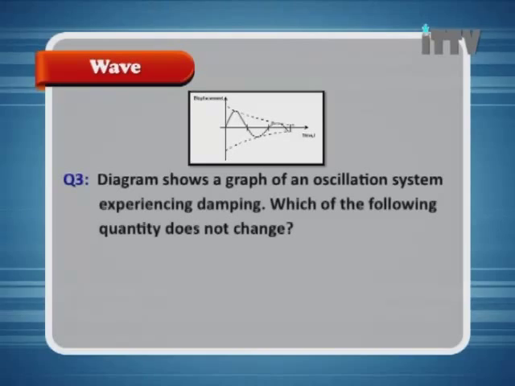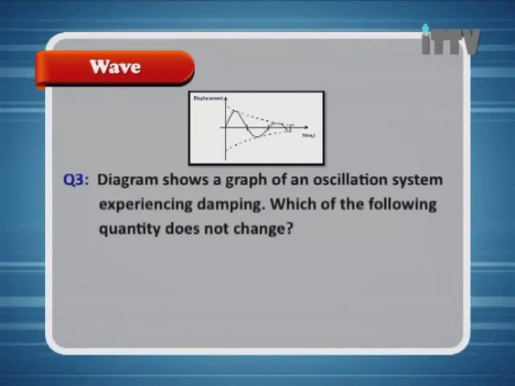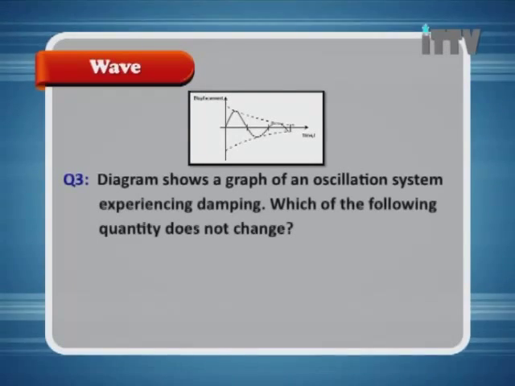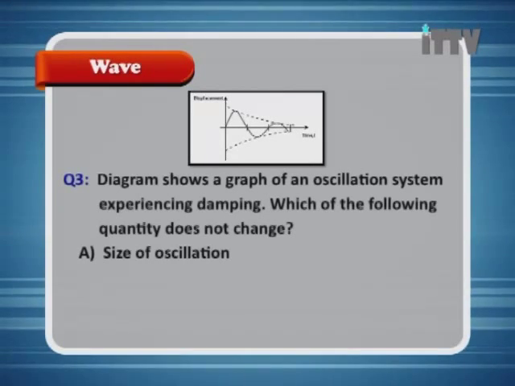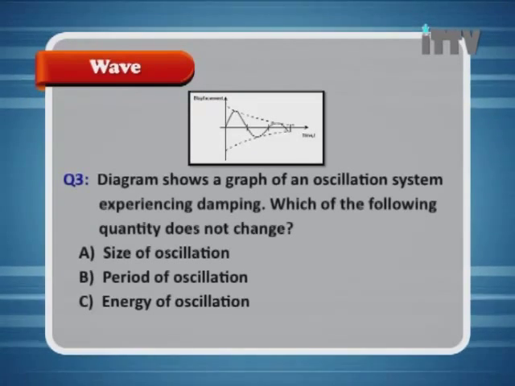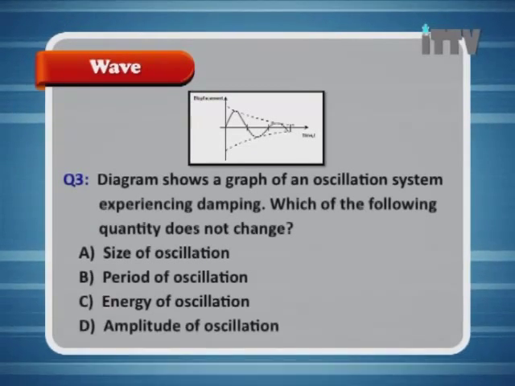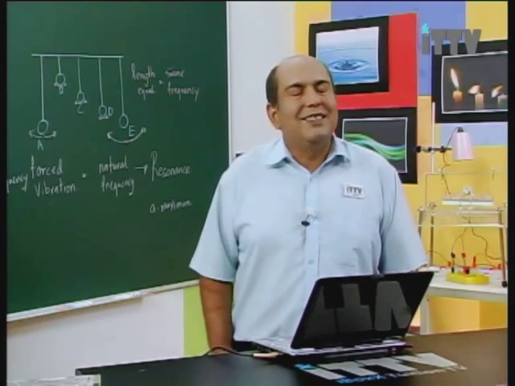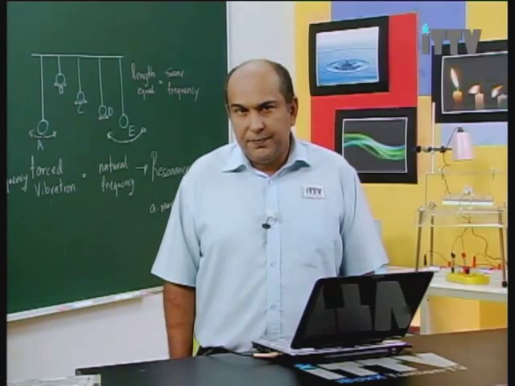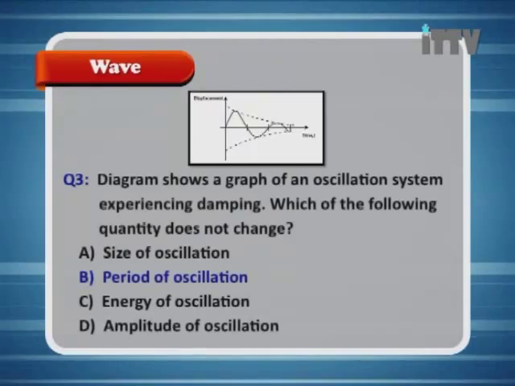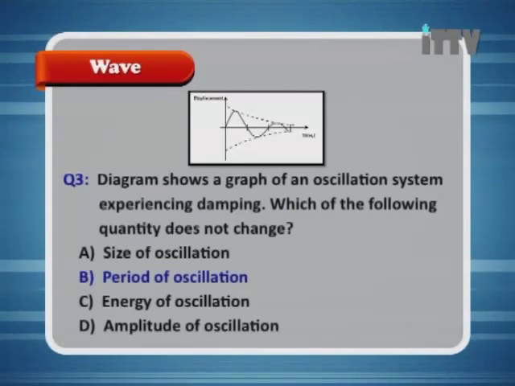Let's try another exercise. The diagram shows a graph of an oscillation system experiencing damping. Which of the following quantities does not change? Size of oscillation, period of oscillation, energy of oscillation, amplitude of oscillation. So what doesn't change? Have you made your choice? Let's have a look. The answer is period of oscillation.